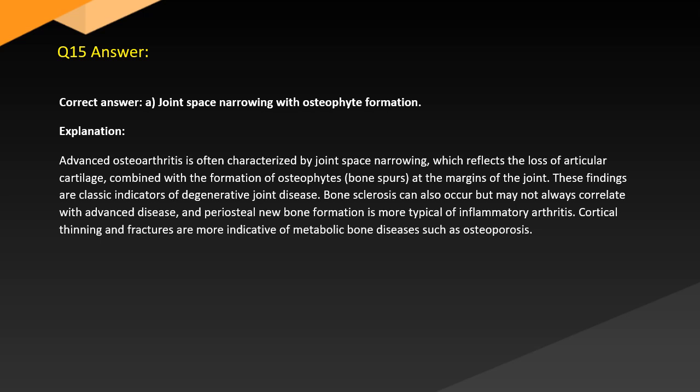Bone sclerosis can also occur but may not always correlate with advanced disease. Periosteal new bone formation is more typical of inflammatory arthritis. Cortical thinning and fractures are more indicative of metabolic bone diseases such as osteoporosis.